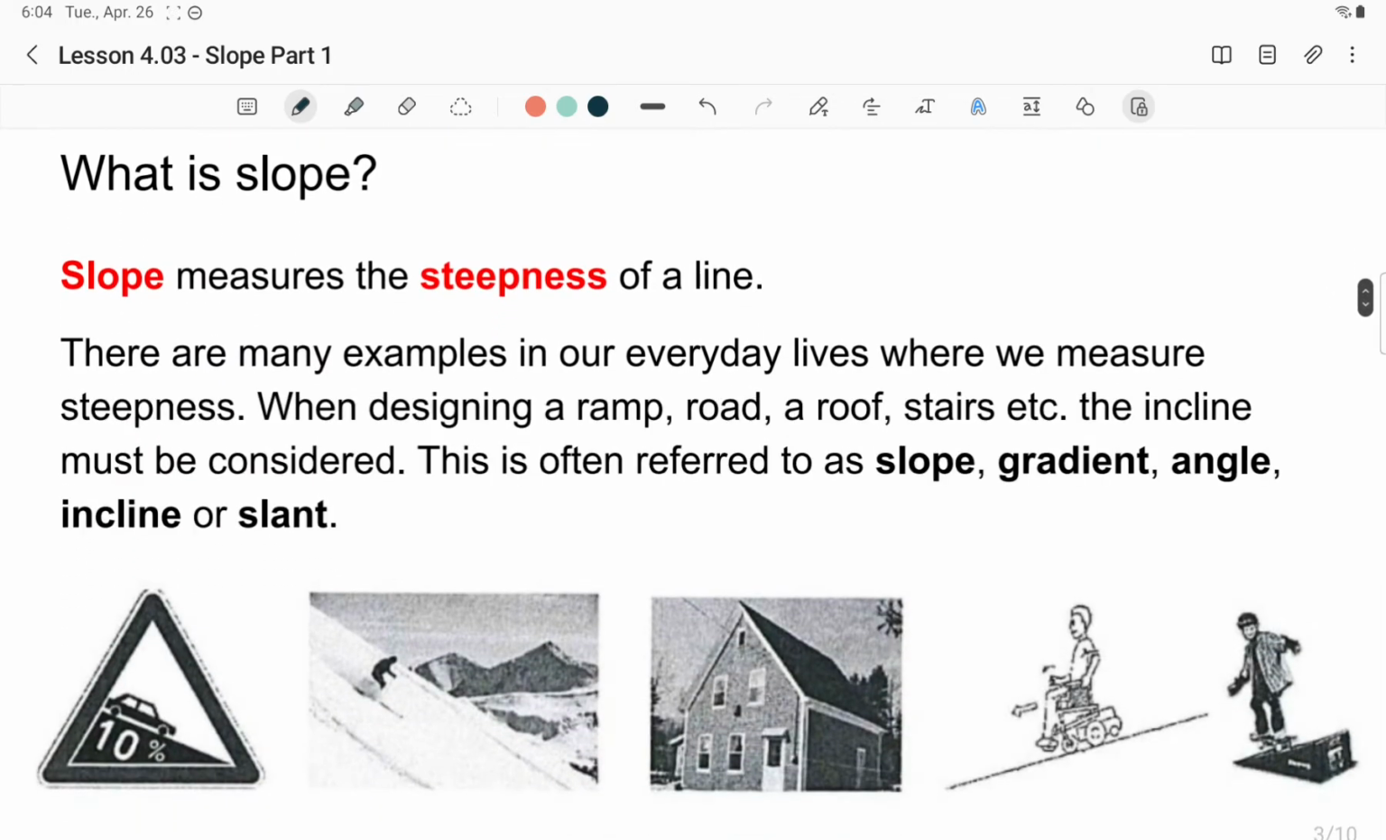So what is slope? Well, slope is essentially the thing that measures the steepness of a line, so you can write this down into your note. There's lots of examples in our everyday lives where we measure the steepness, whether it's ramps, roads, a roof, stairs. Inclines in all of these different kinds of examples need to be taken into account. And there's a lot of different names. Of course, we're going to use slope. That's the name we're going to make use of, and that's the mathematical term. But there's many terms like gradient, angle, incline, or slant that are commonly used as well.